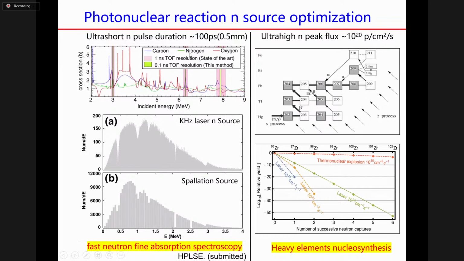And this neutron source has a duration of approximately 100 picoseconds. So in this case, it's very suitable for fast neutron resonance absorption spectroscopy applications compared to the simulation sources. Our sources can give this kind of spectroscopy with quite fine structures. And of course, it's also suitable to study heavy elements and nucleosynthesis reactions because the peak flux is quite high.